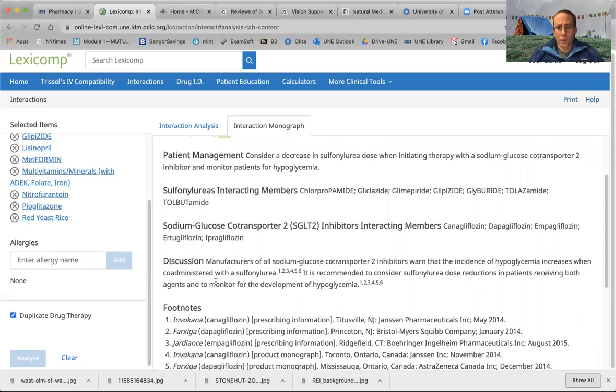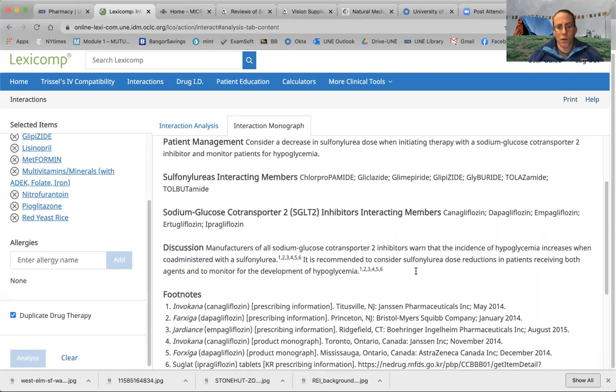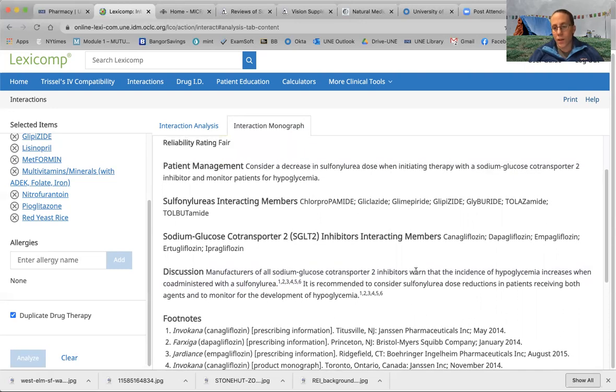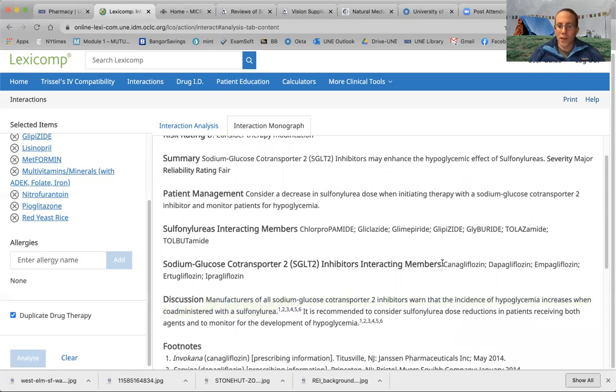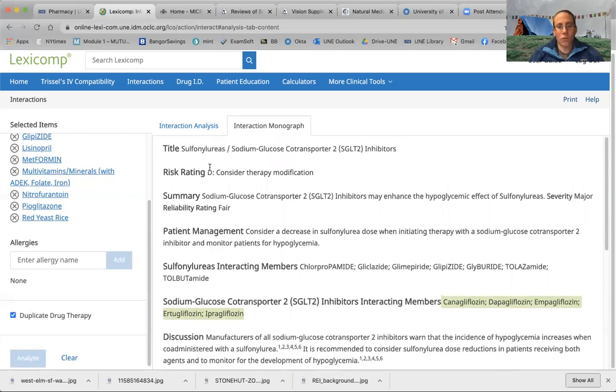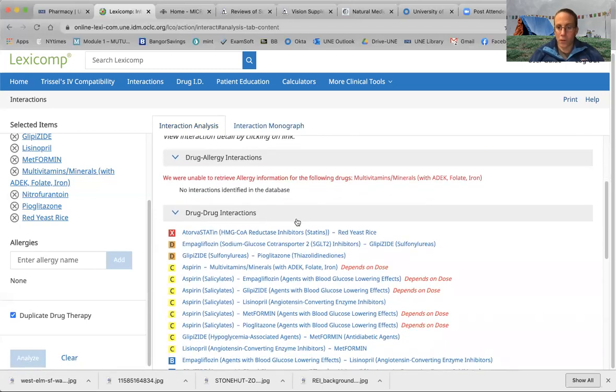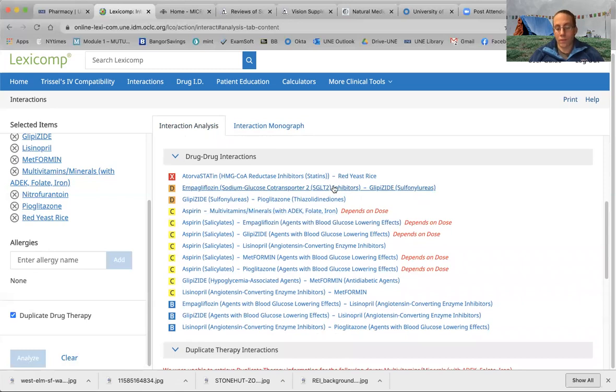Let's go down to the discussion to see why. Manufacturers of all SGLT2s warn that the incidence increases when co-administered. It's recommended that sulfonylurea dose reductions be given. So we don't even have case reports. It's basically the manufacturers are all like, we would be fools if we did not warn you of this. And we can see that it's pretty much a class effect between all of them. So of course, this patient's already going to be monitoring for hypoglycemia. I would probably let that ride. It's a level D, but we're monitoring for hypoglycemia.